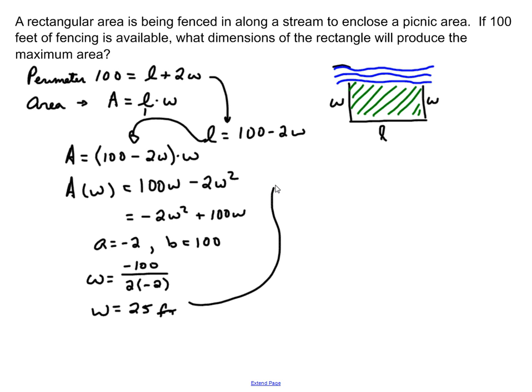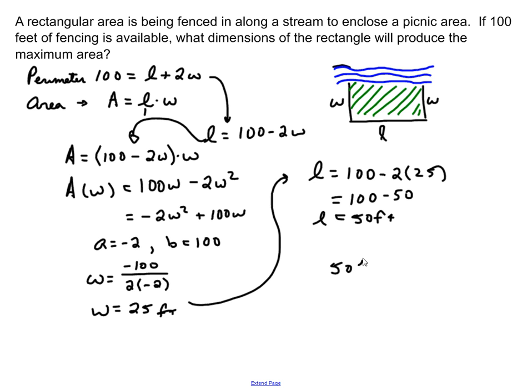And now we can go back and say, okay, if the width is 25 feet, then our length would be 100 minus 2 times the width, which is to say 100 minus 50, or 50 feet. So it's not a square this time. It turns out that our length and width are going to be a 50-foot length and 25-foot width as our picnic area.